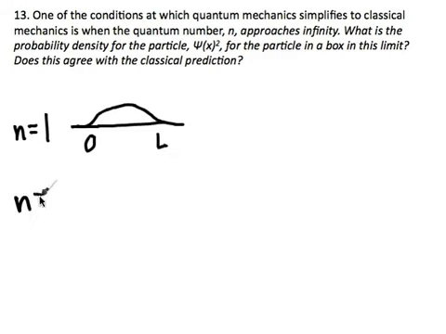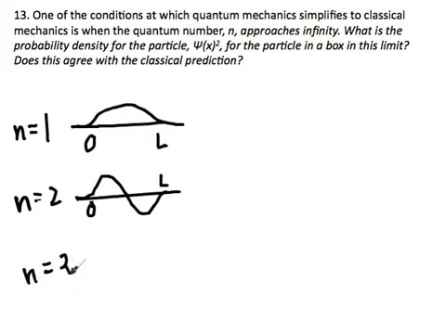Okay, for n equals 2, we'd see something like this. Also from 0 to L. So the x-axis represents the position. For n equals 3, we would see something like this.